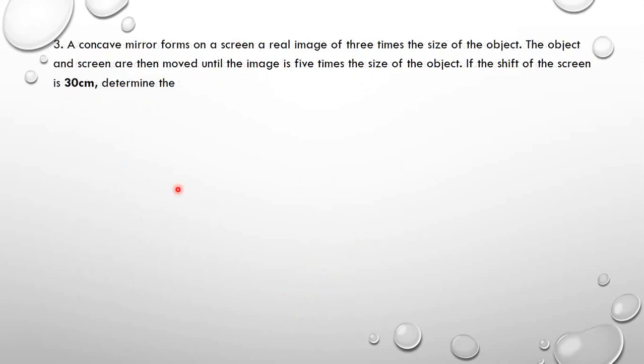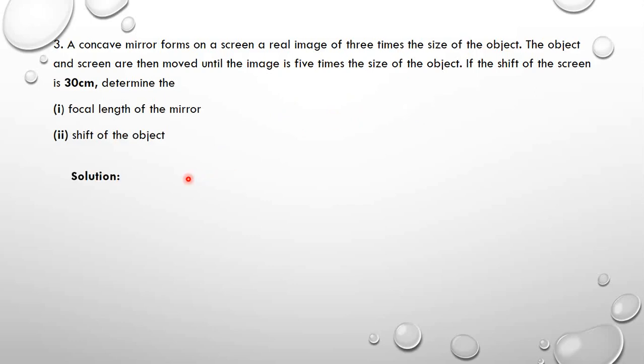Let us also look at this. A concave mirror forms on a screen a real image of 3 times the size of the object. The object and the screen are moved until the image is 5 times the size of the object. If the shift of the screen is 30 centimeters, that is the change in the image position, determine the focal length of the mirror and then the shift in the object. Now the magnification m1 is 3 and then m2 is 5. They are all positive because they are real.